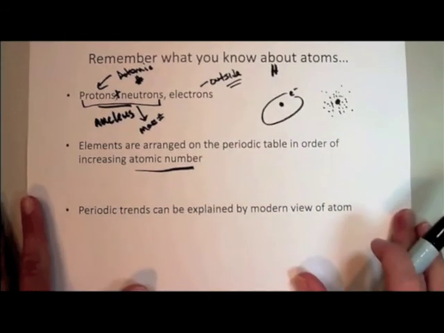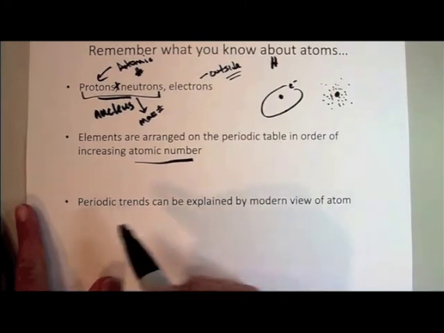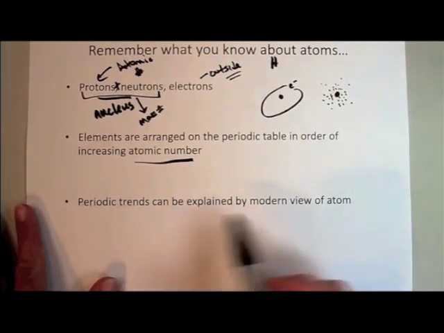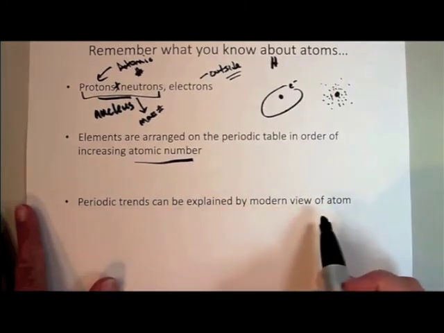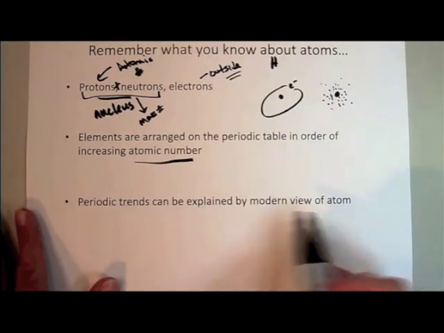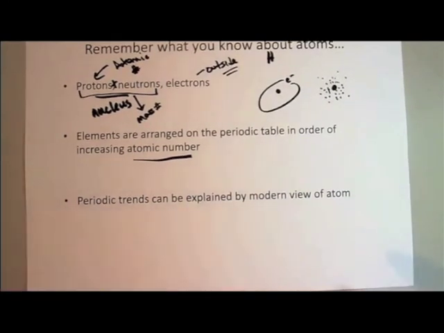All right, and so what we can see now is there are periodic trends of the elements on the periodic table, and we can explain them by this modern view of the electrons being in certain levels.